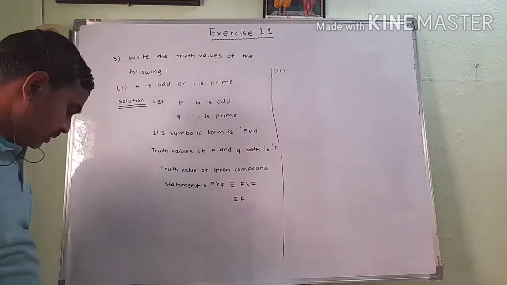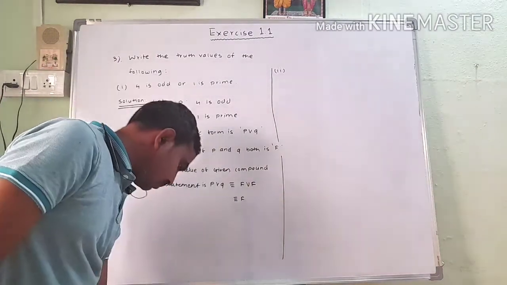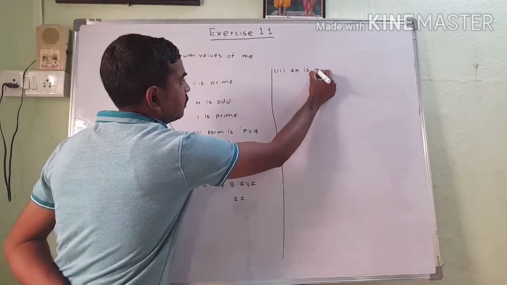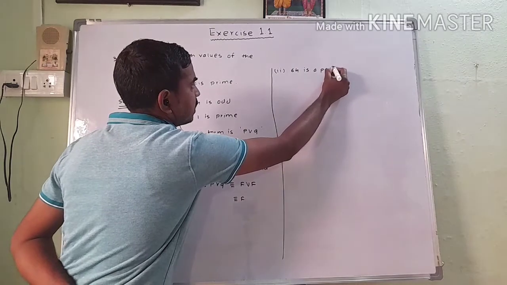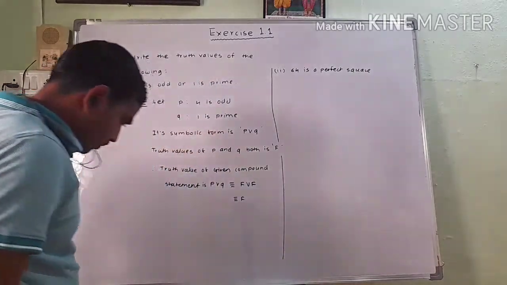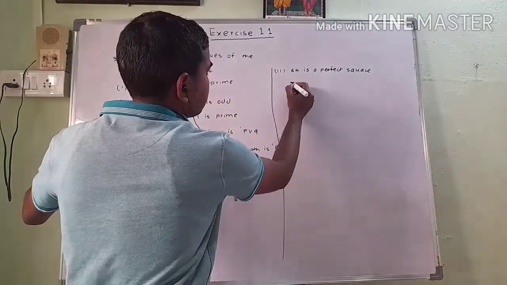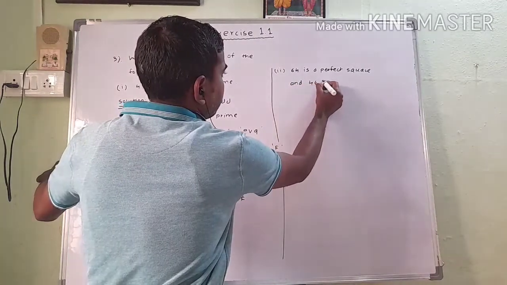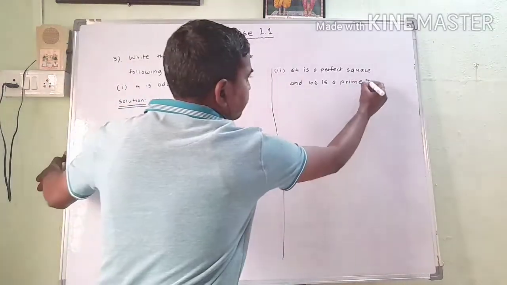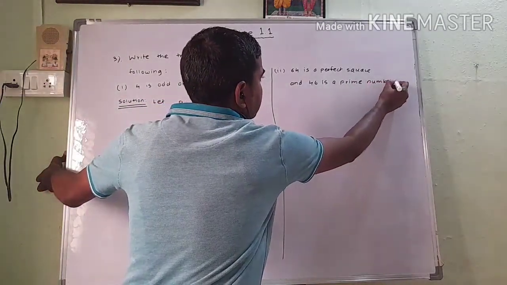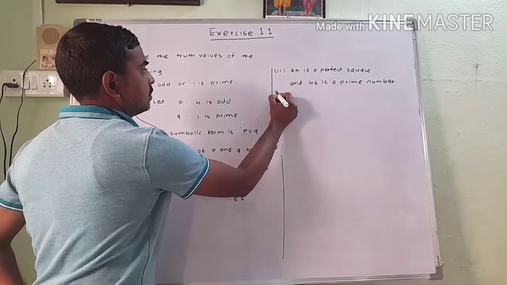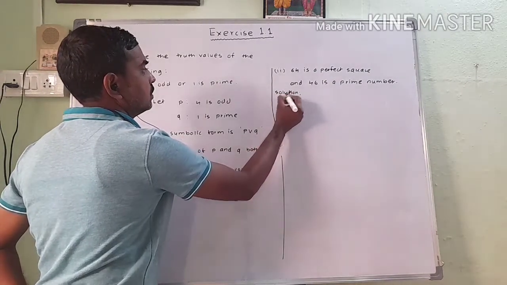Now we will see the second compound statement. The second compound statement is: 64 is a perfect square and 46 is a prime number. Now we will see the truth value of this compound statement. We will write the solution of this second compound statement.